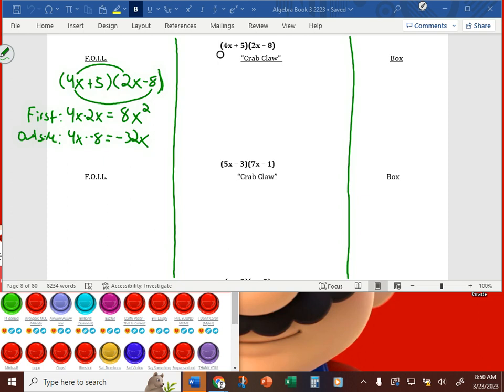Okay? What do you suppose the I stands for? Inside. Okay? I for inside. The inside terms, 5 and 2x equals 10x. And the L stands for last. FOIL is first, outside, inside, last. We've already multiplied the 5 by the 2x. We now multiply the 5 by the negative 8. And that gives us negative 40.